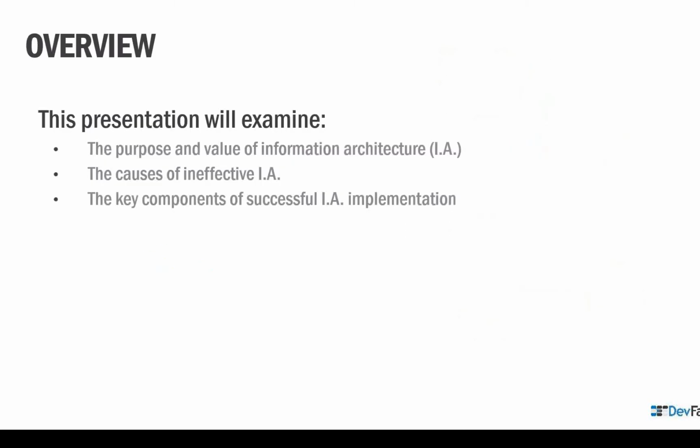What we're going to do is look at the purpose and the value of our information architecture. What are we trying to do with it, and what's causing it to be ineffective? We're also going to look at key components that we can implement that will make it a successful implementation of information architecture. So not just how is it bad with the box of chocolates, but what can we do to improve it?